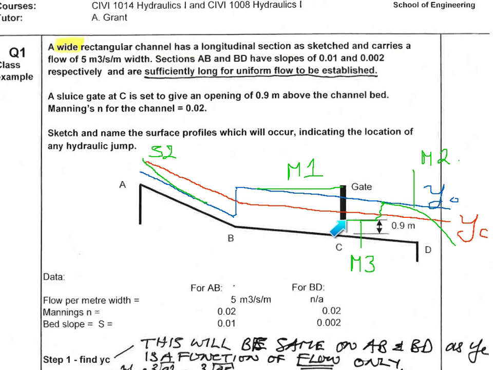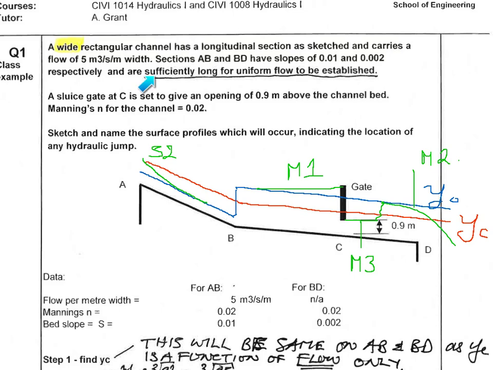When it comes out from under the gate, it's on a mild slope, but it comes out at a depth lower than the critical depth, because the gate's 0.9 and the critical depth is greater than that. So we'll have a length of M3, and then behind the gate, the flow will be lifted up above the normal depth, so we'll have an M1 going back here. So already we can sketch in 4 different profiles.